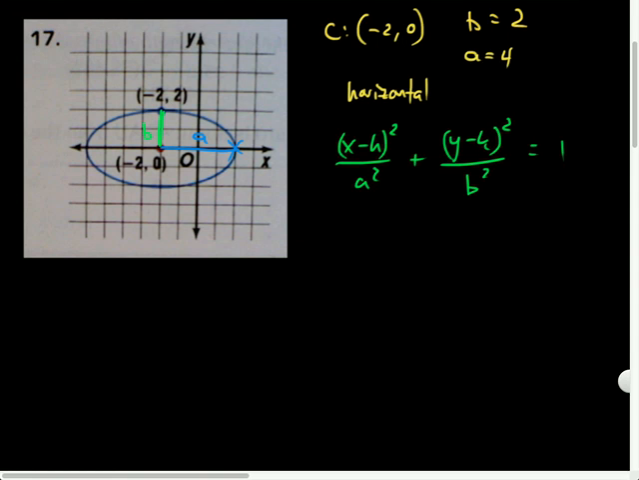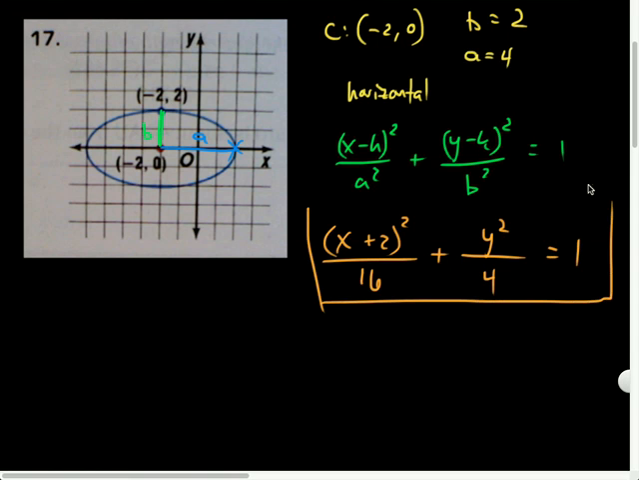So let's plug in what we know, and we're not going to solve for what we don't, because we're writing the equation, and that's it. So this will be (x minus -2), or plus 2, all squared over a squared. a is 4, so 4 squared is 16. Plus (y minus k) squared, y minus 0, or I could just write that as y squared. I want you to be familiar with a simplified version of this. Over b squared, b is 2, so 2 squared is 4, and equals 1. So there we go. That was reading some of the information off of the graph.